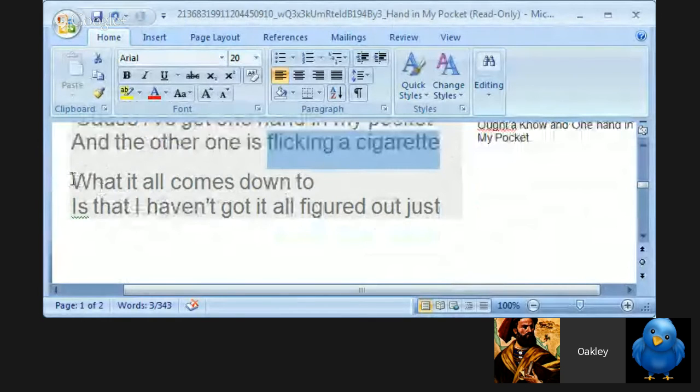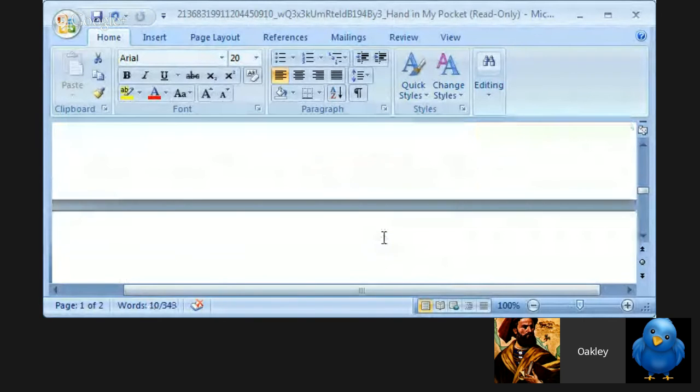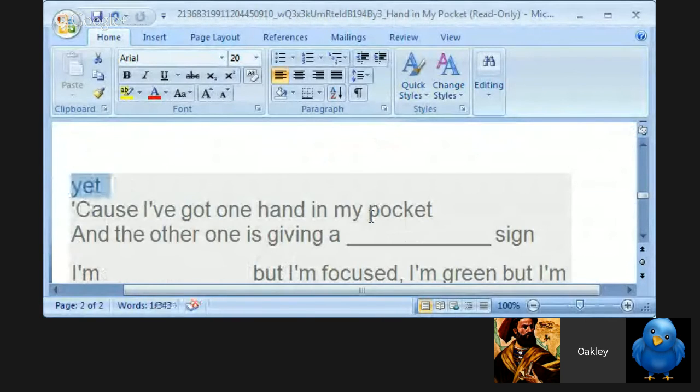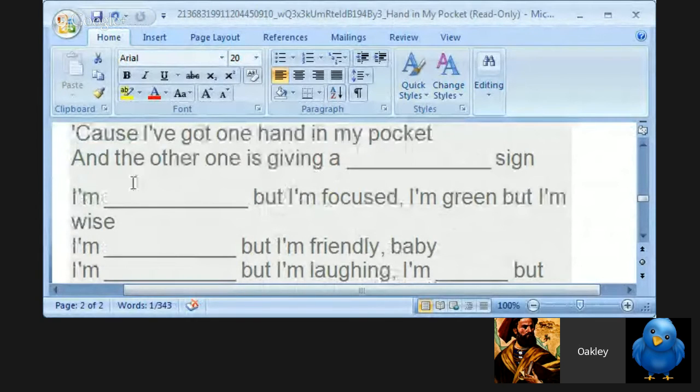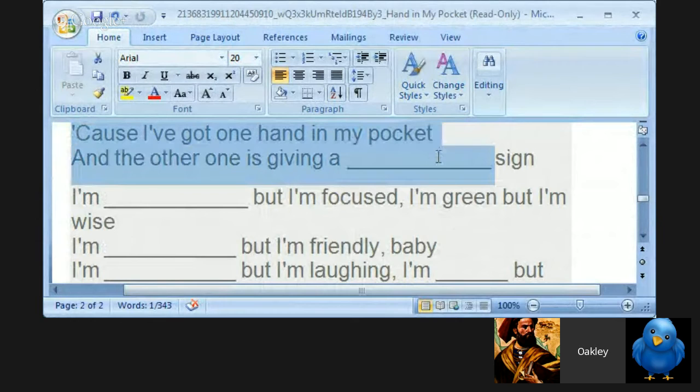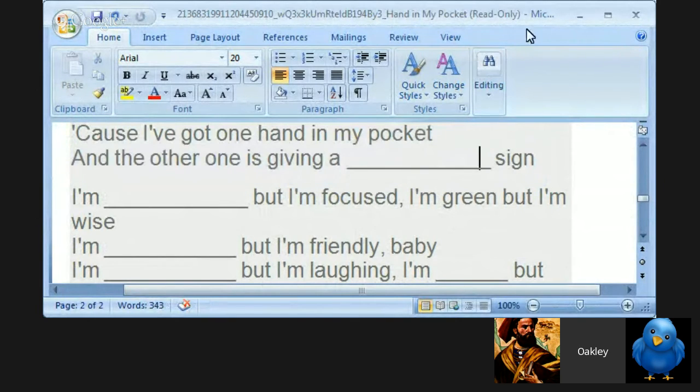Okay, Nader, what it all comes down to is that I haven't got it all figured out just yet. And then, because I've got one hand in my pocket and the other one is giving a blank sign. Nader, what do you think? Do you have a guess?